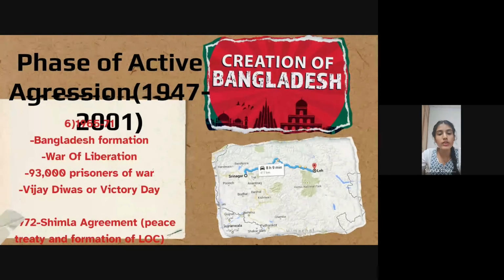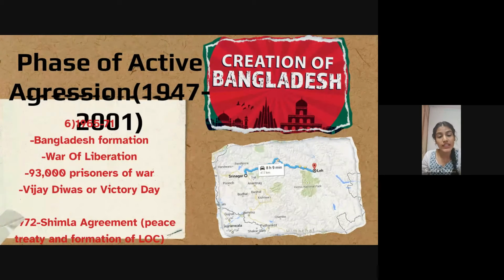So then Sheikh Mujibur Rahman from East Pakistan created the War of Liberation. And after that, there was a gross influx of refugees from the territory of East Pakistan to Indian territory through Tripura. And that's when India decided to join hands with Bangladesh.